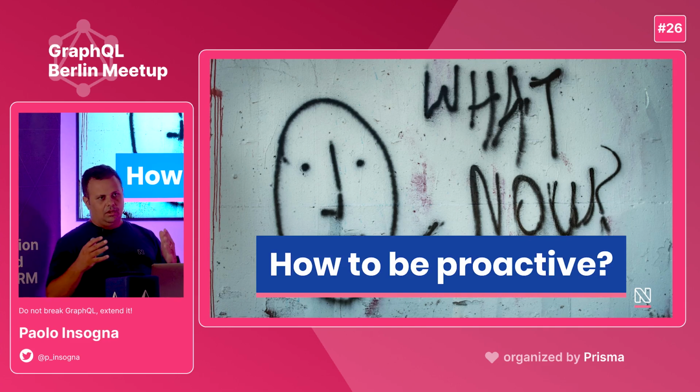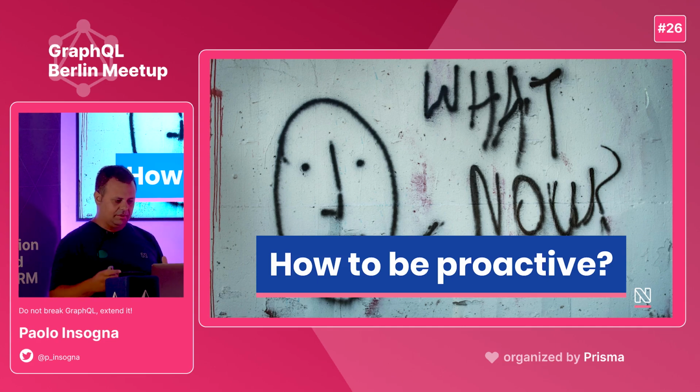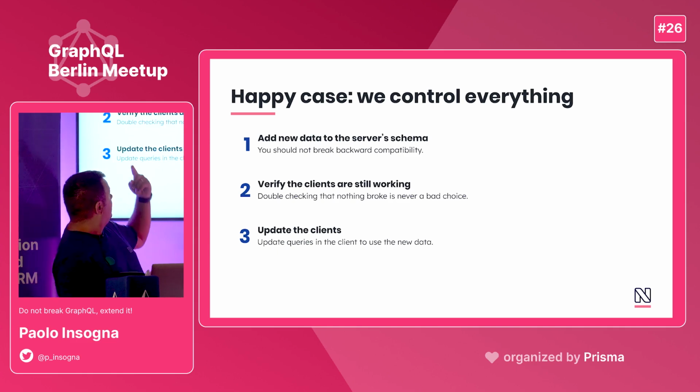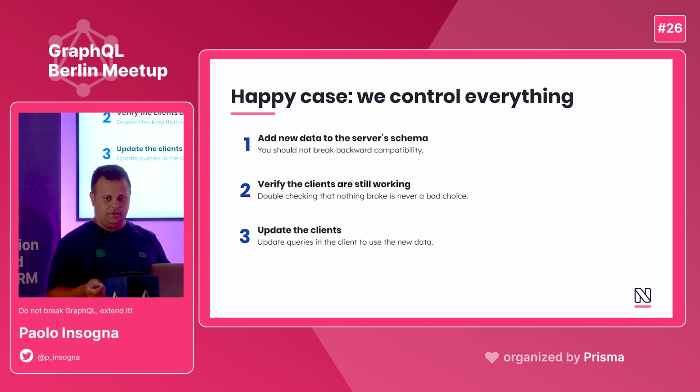Later in this talk, I will talk about one technique that I'll call data enriching, which I'm not spoiling anything about at the moment. But for now, let's start with a very easy case. The happy case. We are in control of everything, which is our bad dream as developers. We think that we can control the entire environment, right? So in that case, what we can do is add new data to the server schema. That's the first step.